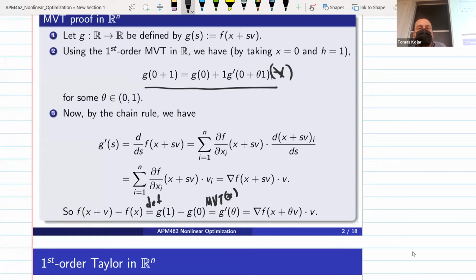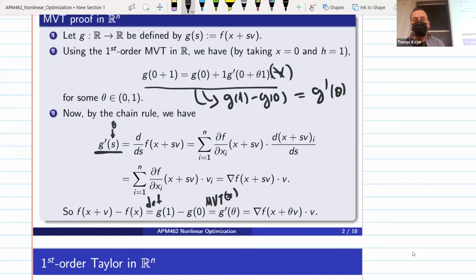right? Because what does it say? It says g(1) minus g(0) is equal to g prime of theta, right? Okay. And we just proved that g prime of s, or if you like theta, is equal to this dot product. And that's the mean value theorem. So we proved that f of x plus v minus f of x is equal to its linear approximation by the derivative. So when you move a little bit by v, you can linearly approximate by the gradient.